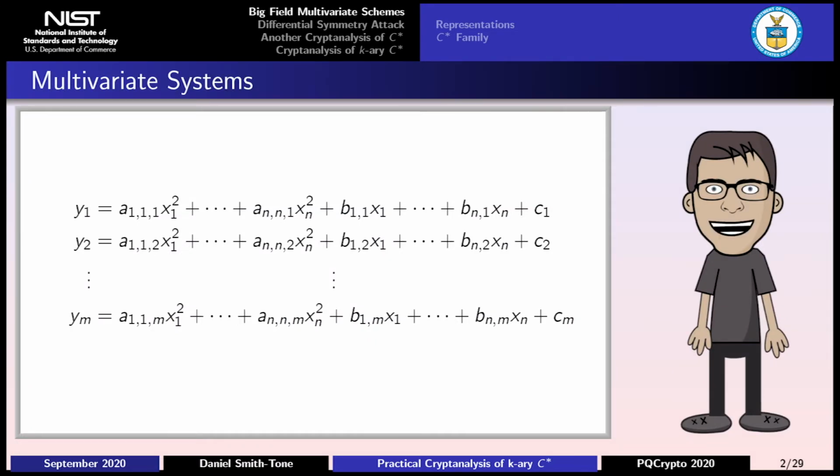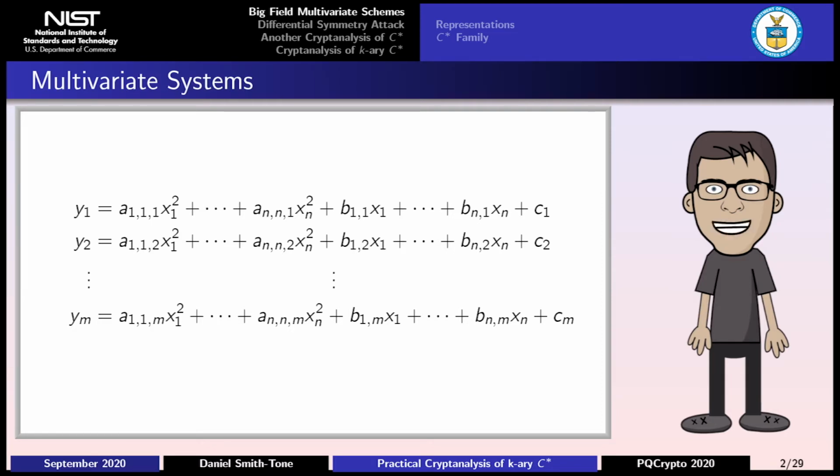The article and this presentation present a total break of the k-ary Cstar cryptosystem, a multivariate cryptosystem. Multivariate cryptosystems use as public keys large, massively multivariate systems of nonlinear equations. The idea behind this is that it is well known that the problem of determining the satisfiability of a system of nonlinear multivariate equations over a finite field is NP-complete. Thus, there is hope that this task may be difficult even for quantum computers.